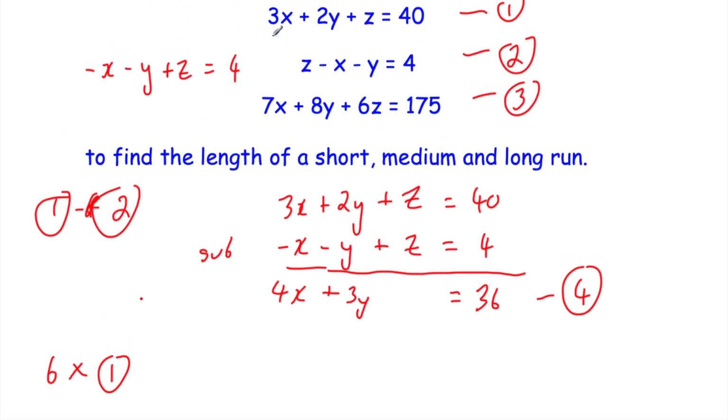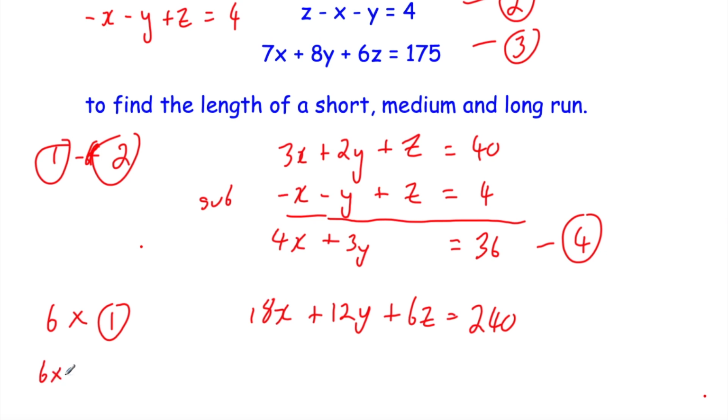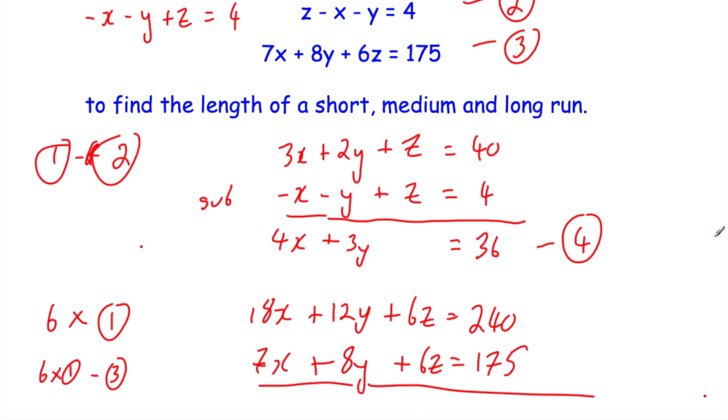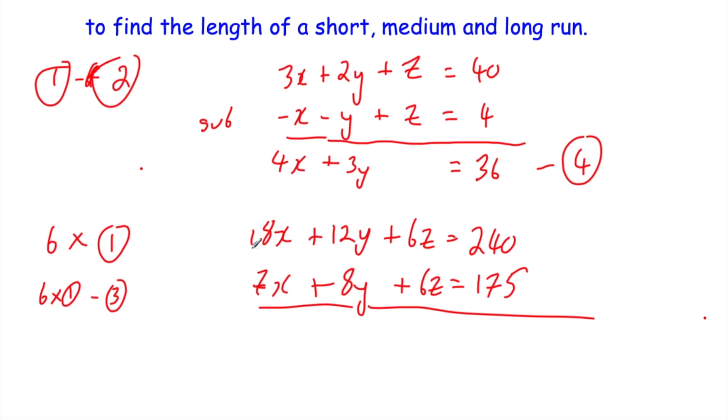So if we take equation 1 and we times it by 6, 6 times 3x is 18x. 6 times 2y is plus 12y, 6 times z is plus 6z, and 6 times 40 is 240. It's looking a bit messy here. So that is 6 times equation 1. And we've got equation 3. Let's write equation 3 beneath it. And we're going to do 6 times equation 1 subtract equation 3. The reason I'm subtracting them is that whenever we write it beneath here, we can see we've got our 6z and our 6z, and whenever we subtract them, they will cancel out. So let's subtract these equations and see what we get.